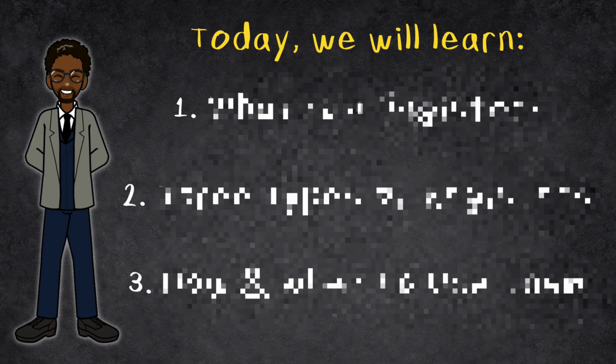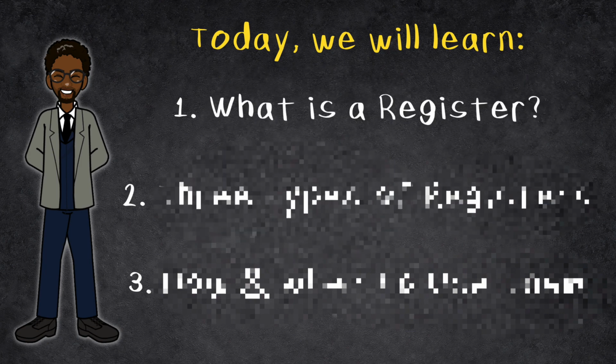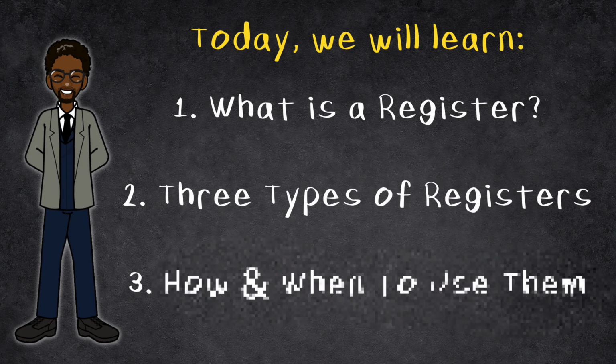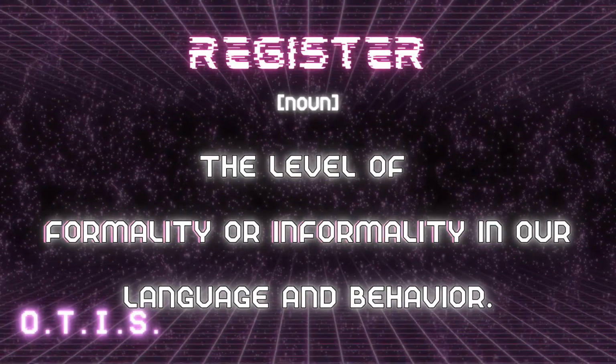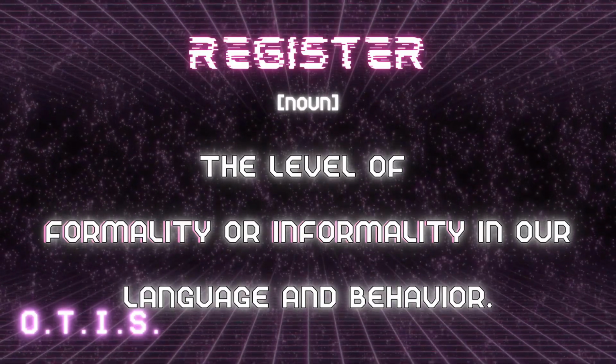So in this video, I'm going to explain what a register is, the 3 different types, and how to use each one of them. Once you've practiced and mastered all 3 of these, I promise you will notice a world of difference in your classroom management, even if you're already good at it. So first, what is a register? Otis, help me out. Simply put, it's the level of formality or informality in our language and behavior.